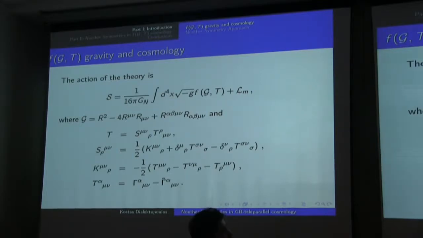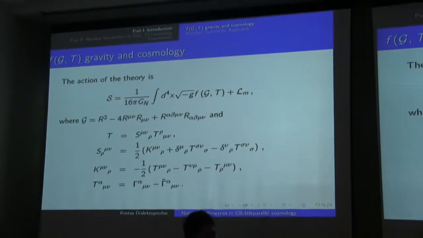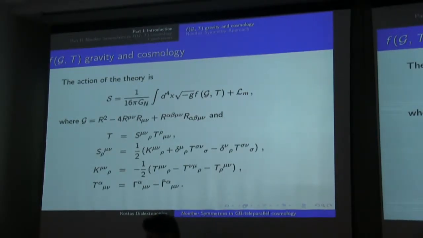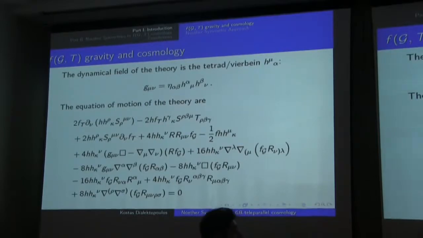T, as I say here, is the trace of the torsion tensor, and the torsion tensor is the difference between the usual Christoffel symbols, the Levi-Civita connection, and this connection, which is called the Weitzenböck connection, and it's not symmetric in the lower two indices. Anyway, I just put it here for completeness. This is the contortion tensor, and this is the superpotential. But in the action, as we see here, we have a functional form of G, the Gauss-Bonnet teleparallel invariant term, and the trace of the torsion.